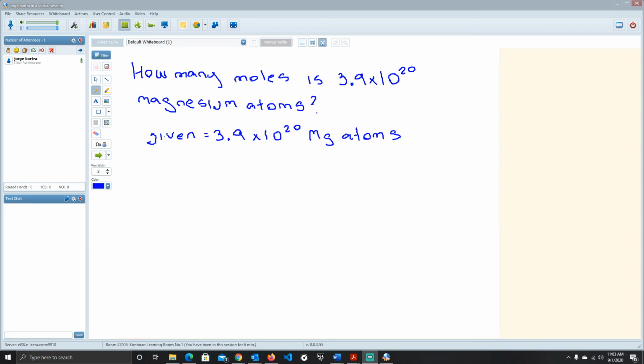So anyways, here we have a problem where it says how many moles is 3.9 times 10 to the 20 magnesium atoms. And so the first thing that I would say is if you encounter a problem like this where you're going from moles to atoms, super easy, just write the given. What do they give you? Well, you start with what they give you. In this case, they give you 3.9 times 10 to the 20 magnesium atoms.